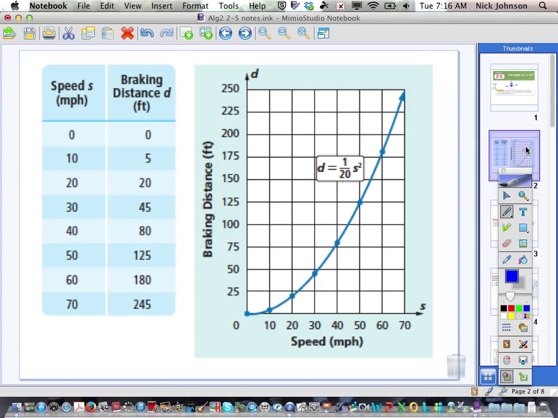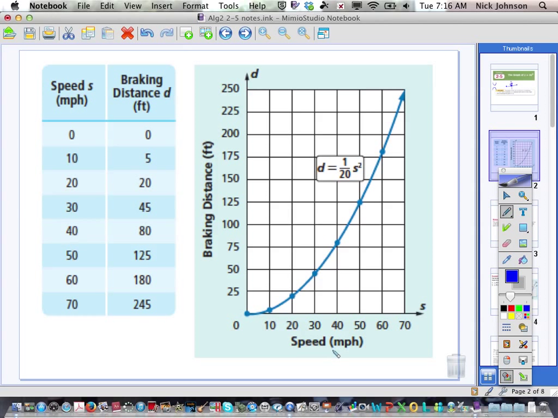Looking at this graph, they're talking about a distance formula that was d equals 1 over 20 s squared. So if you look at this, if you put 0 in, you get out 0. 0 squared is 0, 0 times 1 over 20 is 0. If you put 10 in, you get out 5. You put 20 in, you get out 20. 30, you get 45, so on and so forth. And they graphed these points.